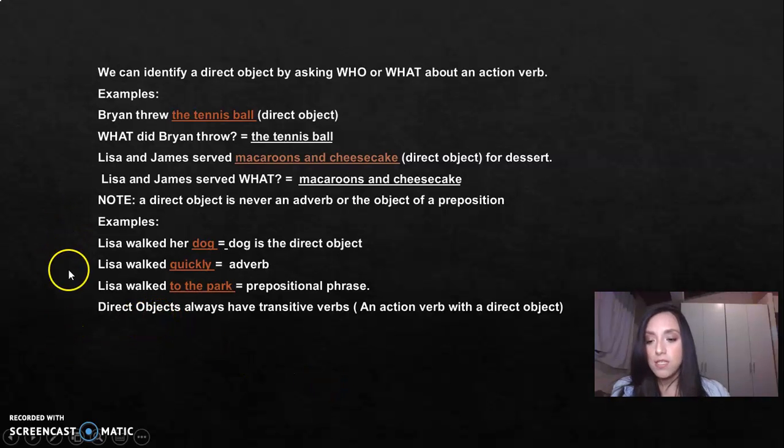Like, for instance, Lisa walked her dog. Here, I already know which one is the direct object: dog. But in the second one, it says, Lisa walked quickly. So quickly is the adverb, not the direct object. Or Lisa walked to the park. To the park is a prepositional phrase, not a direct object. Now, direct objects always have transitive verbs. That means an action verb with a direct object.